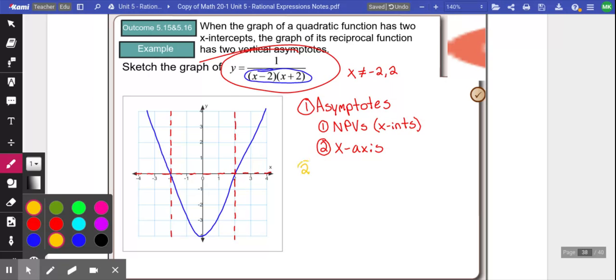Draw your asymptotes. The second step to this question is to label your invariant points. Invariant points are things that don't change. That's what invariant means, it doesn't change.